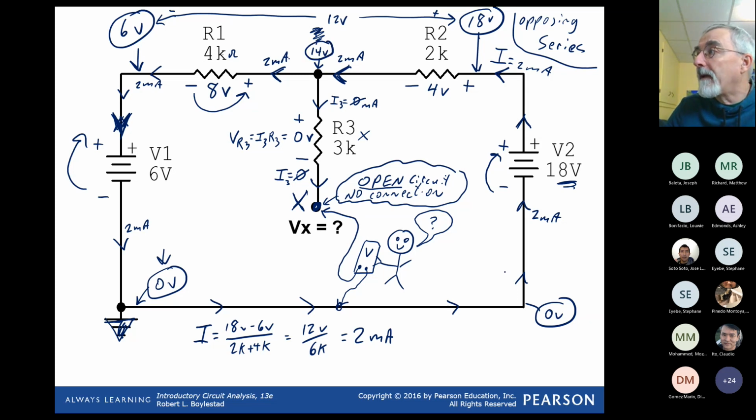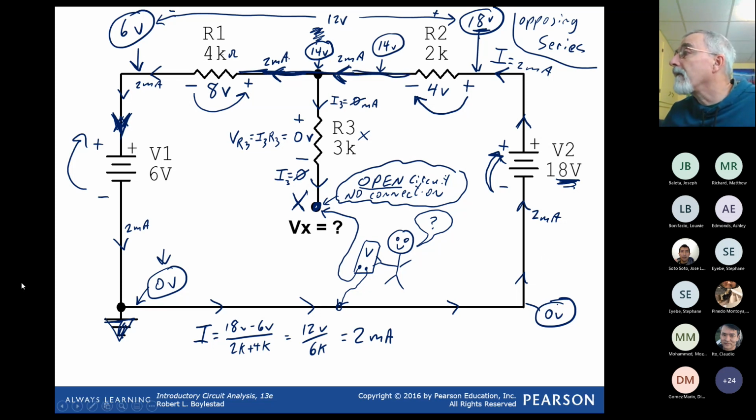To make sure I did not make a mistake, I'll start on this side, 0, go up 18, I'm at 18 volts. 18 plus to minus is going down. 18, go down 4, I'm at 14 volts.